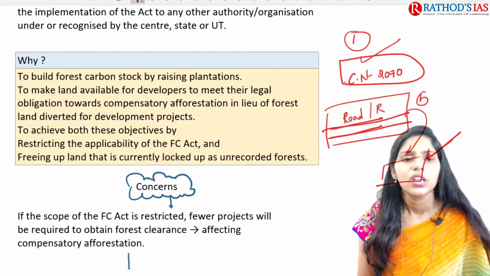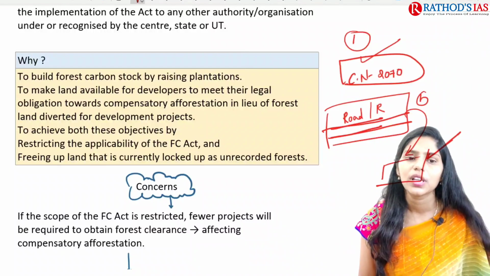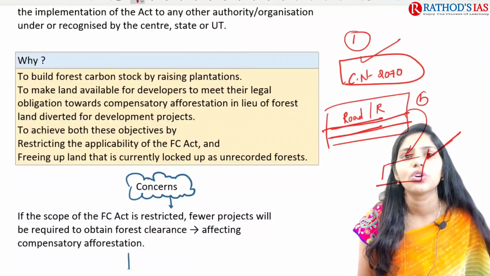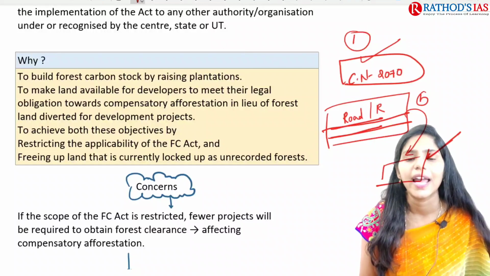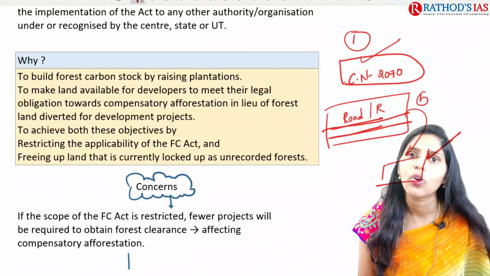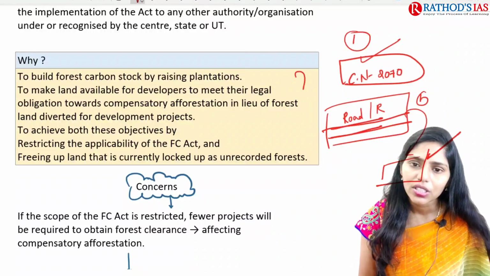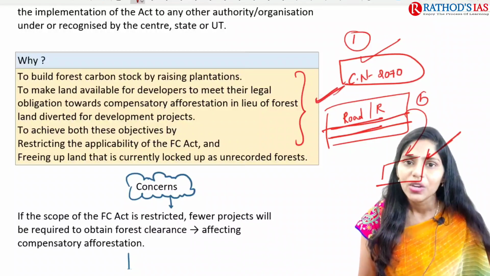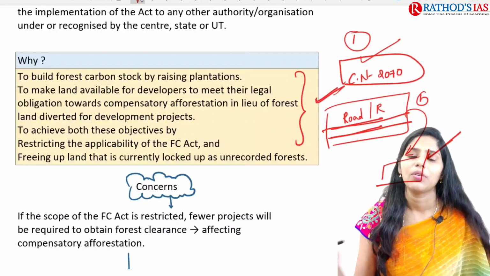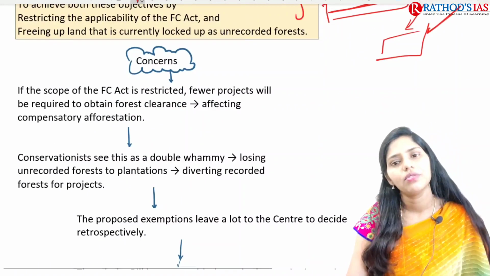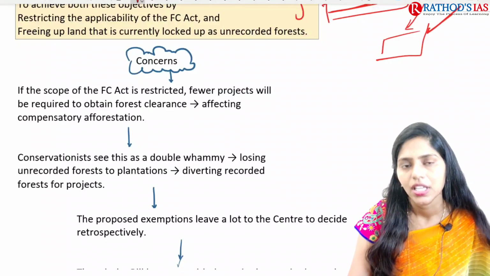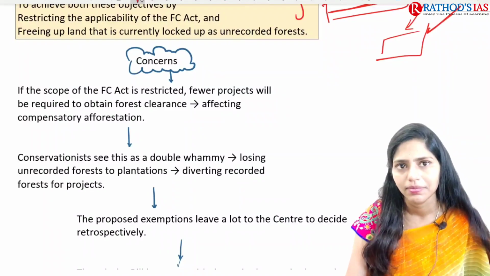And next one here is, we have to achieve some objectives like restricting the applicability of this Forest Conservation Act, and even we have to free up the land which is present in the unrecorded forest. So these are some important reasons why we came up with these amendments now. So now we have to focus on the concerns. Many environmentalists and activists are coming up with some concerns.